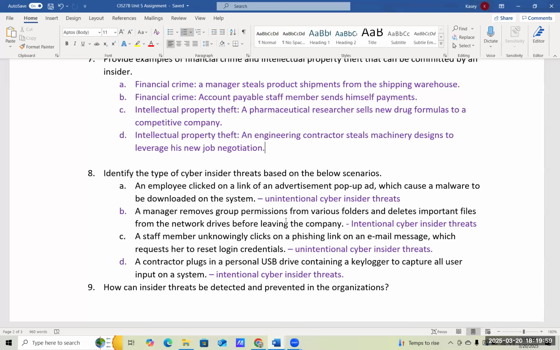A contractor plugs in a personal USB drive containing a keylogger to capture all user input on the system. Intentional cyber insider threat. To remove this problem from the start, disable the USB connection on the front of the system, or in general. And if they need to use a USB drive, they need to go through and request that option, and it's approved upon review.